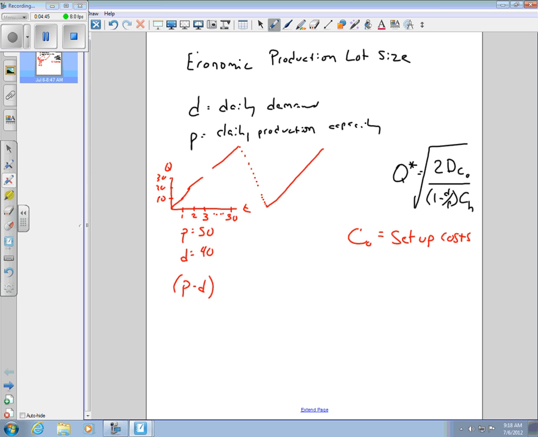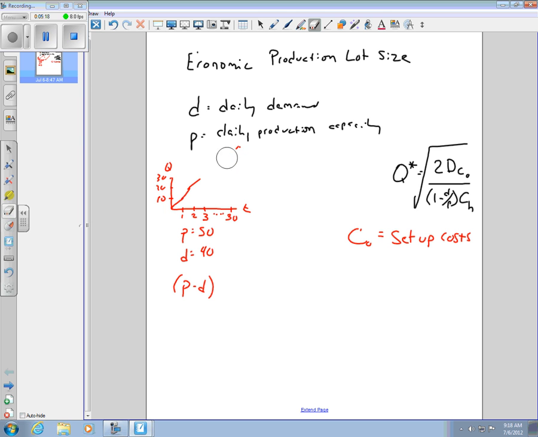And I face the same kind of challenge I did with EOQ. The larger the production run, in other words, the longer I sit there and accumulate, the larger my average inventory becomes, and the larger my holding cost becomes. However, the larger the production run, the fewer times I have to set up the equipment, the lower my setup costs. Okay, so it's like the EOQ model in that we have setup costs, which are analogous to ordering costs, and we have holding costs once again.